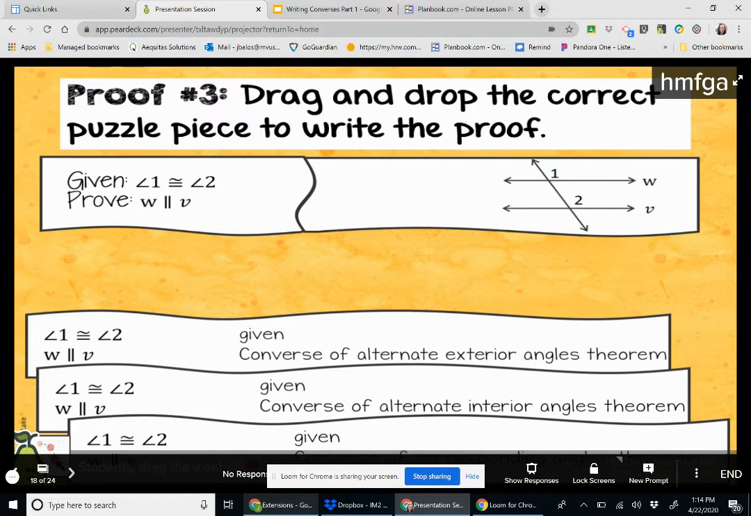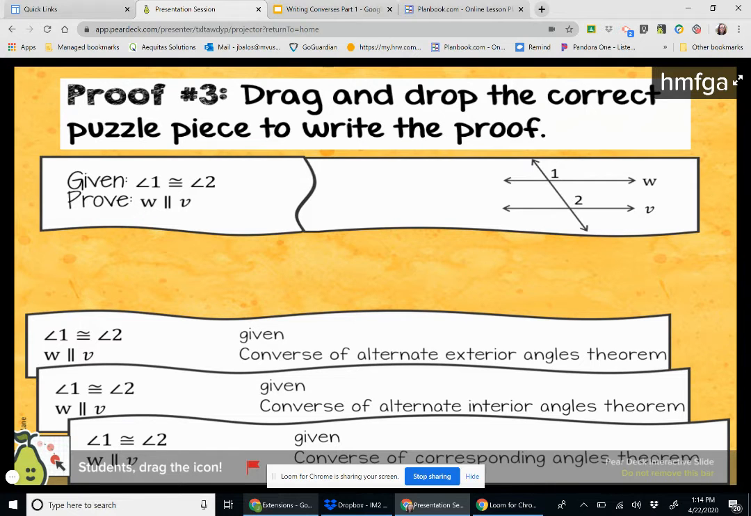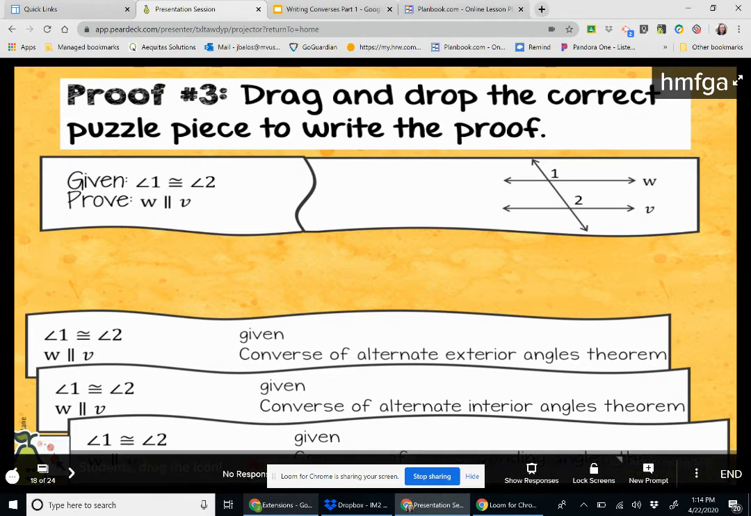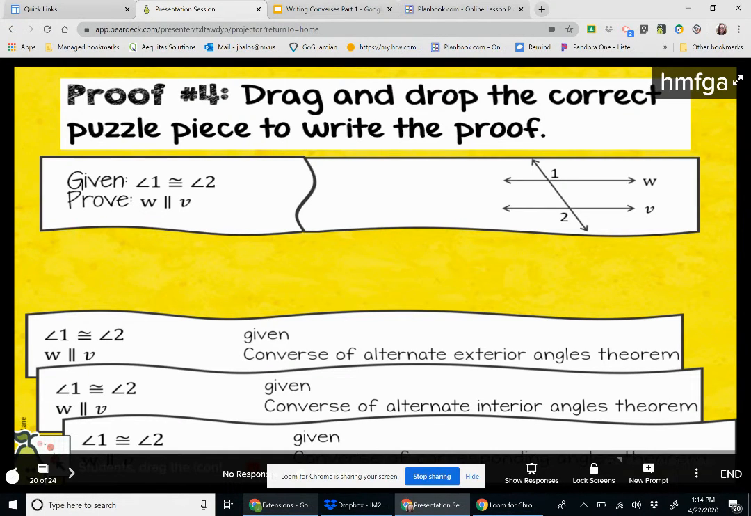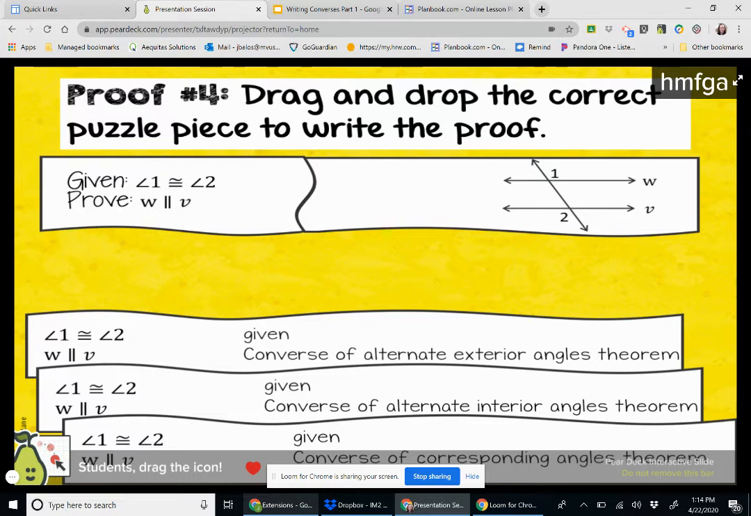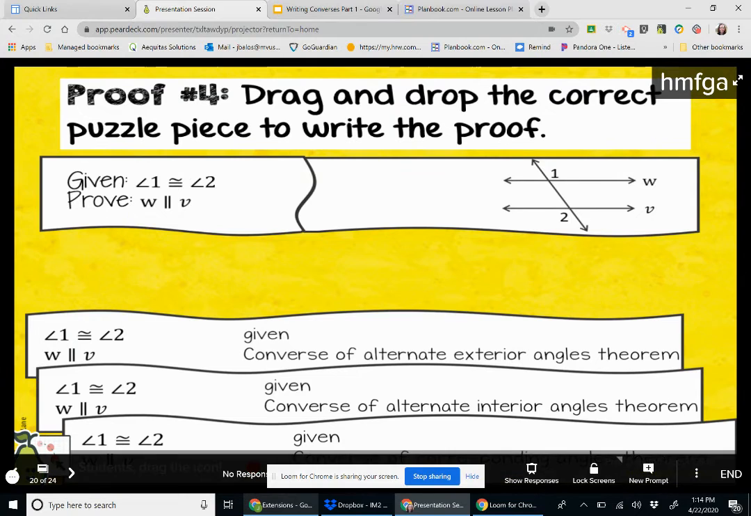On this one, angle 1 and 2, what kind of angles are they? They are corresponding angles. So which theorem are we going to use? The converse of the corresponding angles theorem. And last one, what kind of angles are these? Angle 1 and angle 2 in the picture? They are alternate exterior. They're on opposite sides of the transversal, but they're both outside of the two parallel lines. So we're going to use the alternate exterior angles theorem.